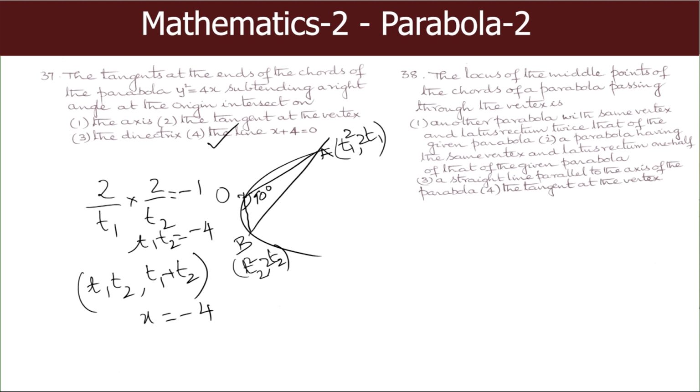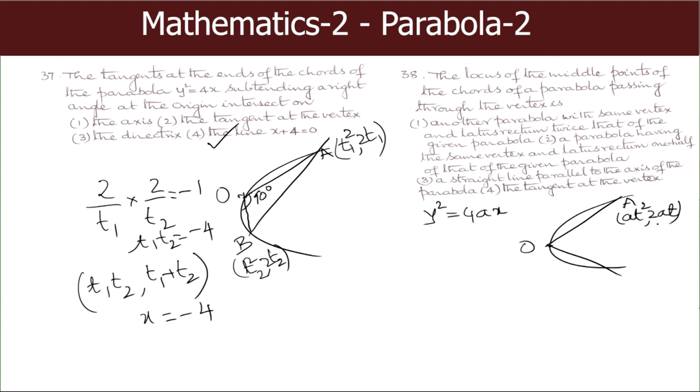The locus of the middle points of the chords of the parabola passing through the vertex (0, 0). Chords are drawn passing through the vertex. Several chords can be drawn like this. Suppose OA is one of the chords. Suppose the parabola is y square equal to 4ax, standard form. And this is (at square, 2at).